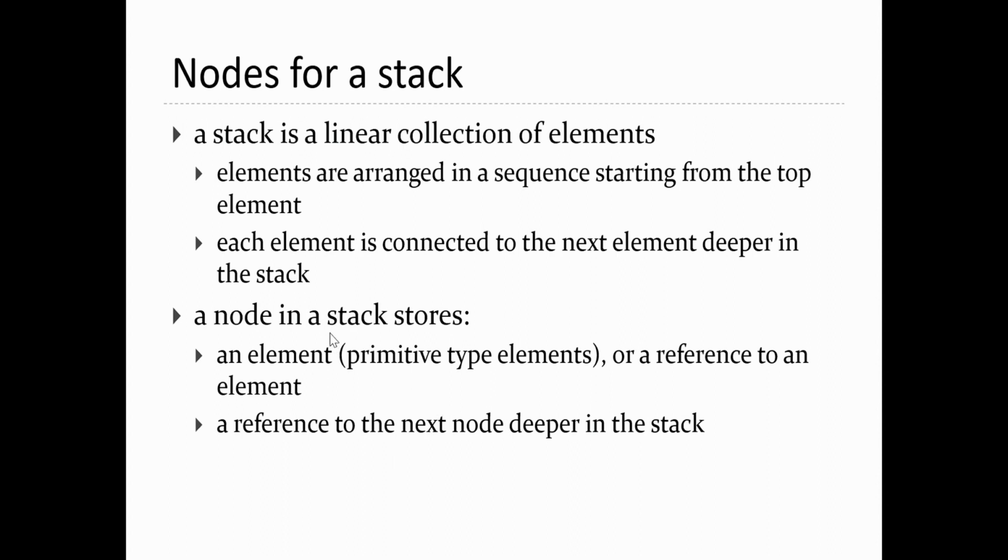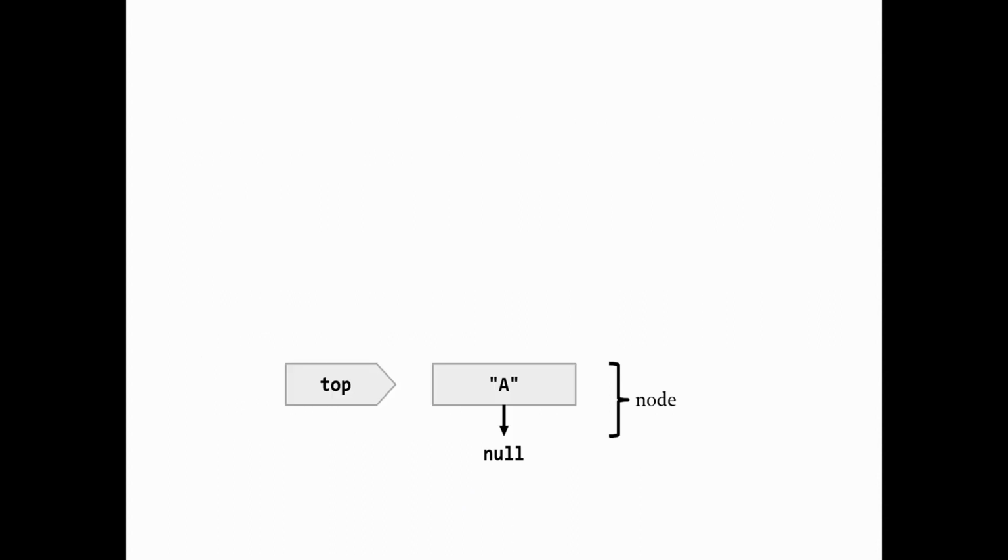Okay, so a node in our stack is either going to store the element, if our stack stores elements of primitive type, or it's going to store a reference to an element, and it's going to store a reference to the next node deeper in the stack. Okay, so here's a picture of a stack using nodes that has one element in it. Here's our node. The node is this whole thing here, so it's the box plus the arrow.